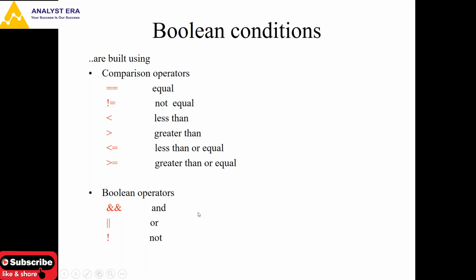Suppose we have an and condition. So if both are true, and will return true. Or is if there are two conditions, first and second.